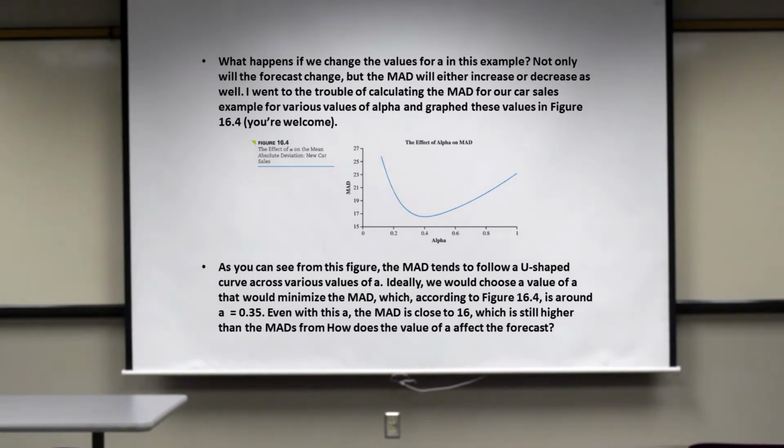I went to the trouble of calculating the MAD for our car sales example for various values of alpha and graphed these values in Figure 16.4. You are welcome. As you can see from this figure, the MAD tends to follow a U-shaped curve across various values of alpha. Ideally, we would choose a value of alpha that would minimize the MAD, which, according to Figure 16.4, is around alpha equal to 0.35. Even with this alpha, the MAD is close to 16, which is still higher than the MAD from SMA and WMA.